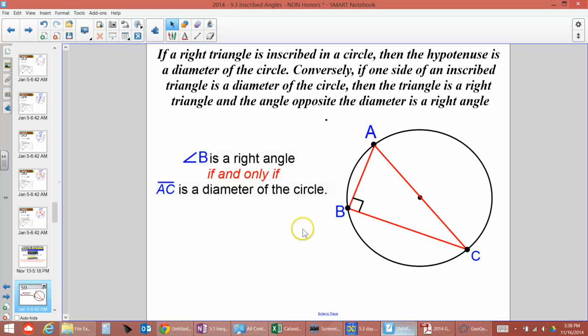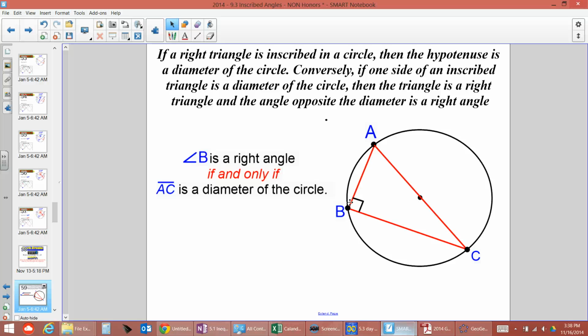And that plays into account right here. Angle B is a right angle if and only if AC is a diameter. If and only if means it's a biconditional statement. So if B is a right angle, AC is a diameter. If AC is a diameter, then B measures 90 degrees. And measuring 90 degrees on a circle is very important.